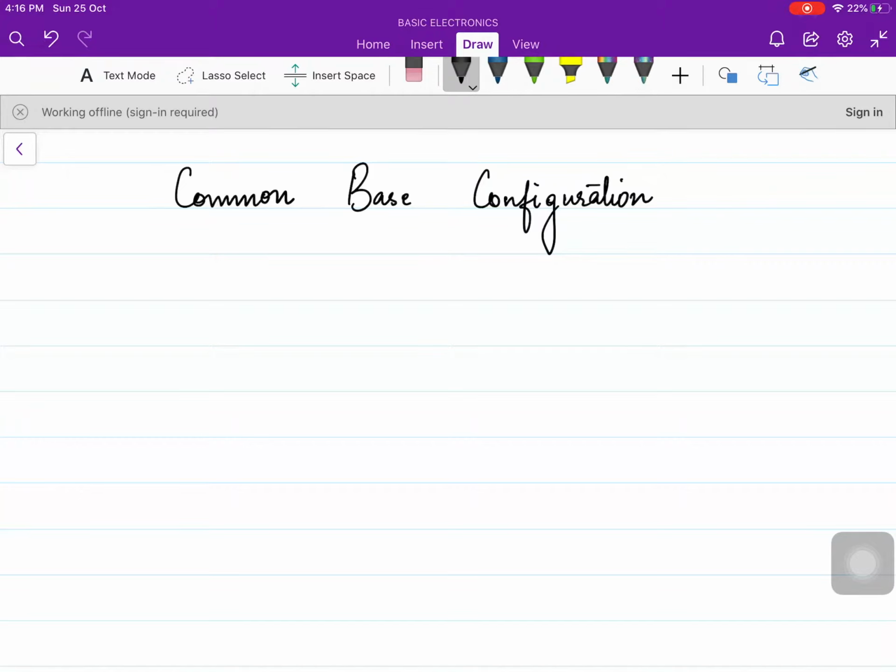For that, first of all, we will draw the symbol of NPN transistor. We are preferring NPN transistor. We have discussed it in the previous lectures. So we will draw the symbol of NPN transistor. This is emitter, base and collector. Now we have to bring it in the active region of operation. So we have to forward bias the emitter base junction and reverse bias the collector base junction.